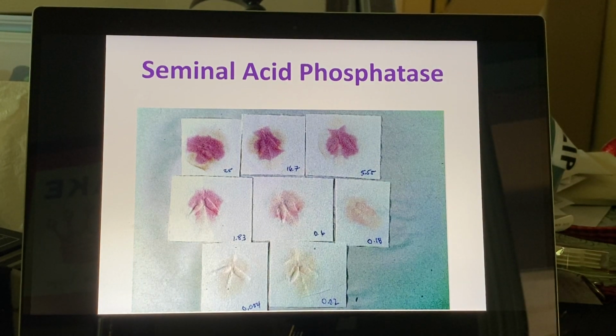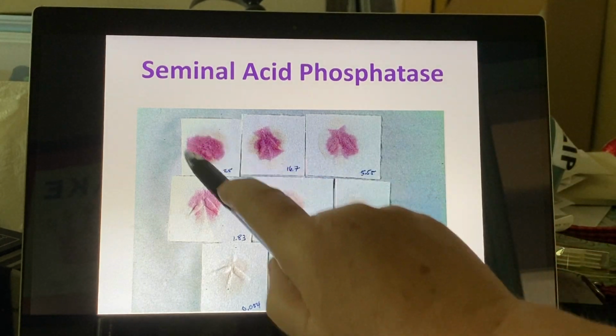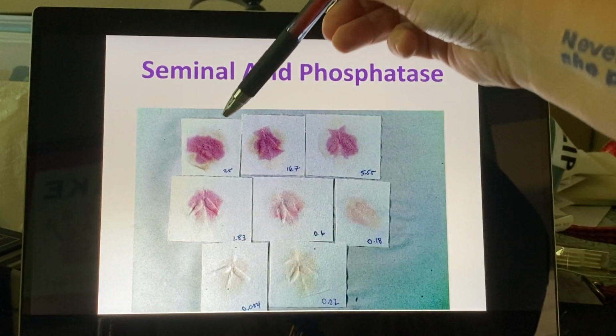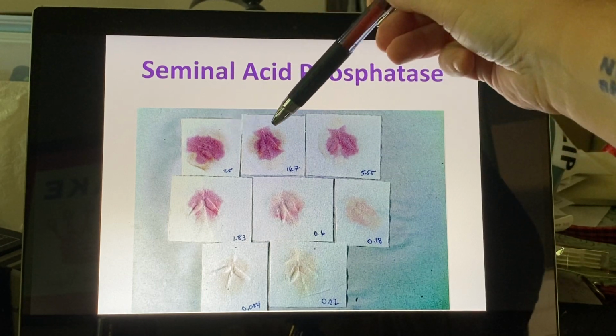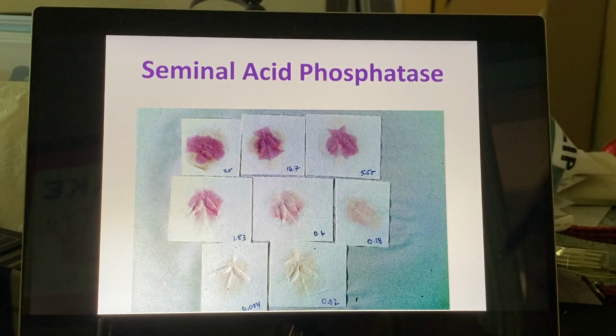So here's an example of different semen samples. They basically took semen and diluted it. This is the most concentrated, and you can see it turns this purple lavender color. And then as you dilute the semen, it gets lighter and lighter.